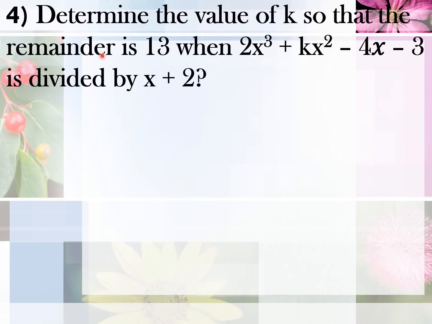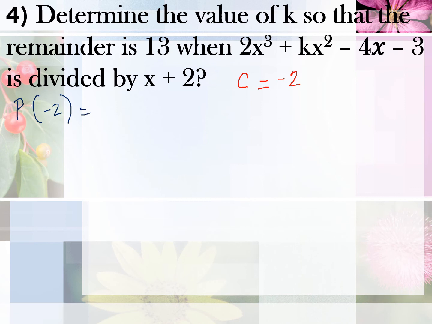Let's solve for example number 4. Determine the value of k so that the remainder is 13 when 2x cubed plus kx squared minus 4x minus 3 is divided by x plus 2. So, yung una natin kailangan i-solve dito is yung value ng c natin. Since meron na tayong x plus 2, which is our divisor, makakukuha natin yung c sa pamamagitan ng pagkuha ng additive inverse ng positive 2, which is negative 2. So, dito sa problem na to, mas advisable na gamitin natin yung p of x. So, we need to solve for p of negative 2 para mas mabilis mag-solve.